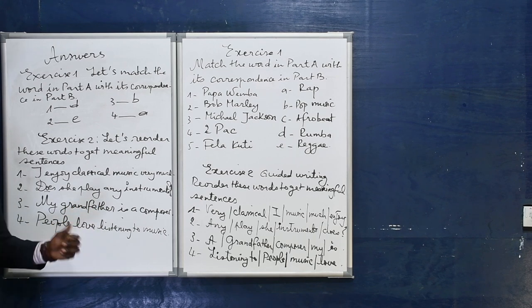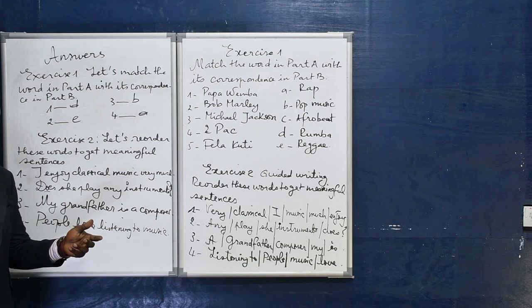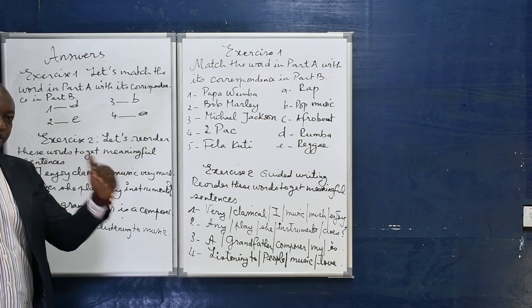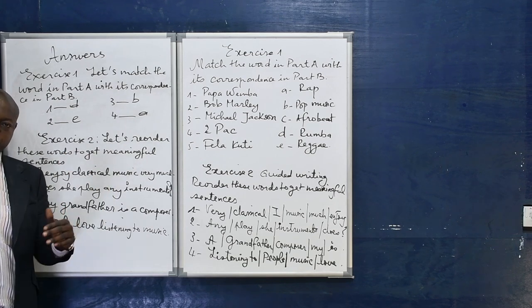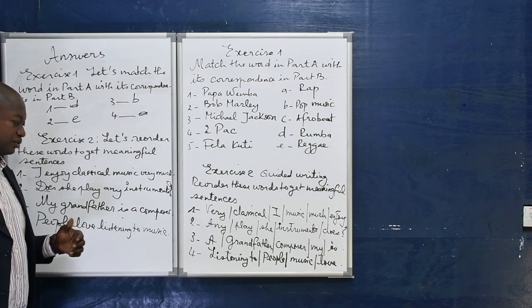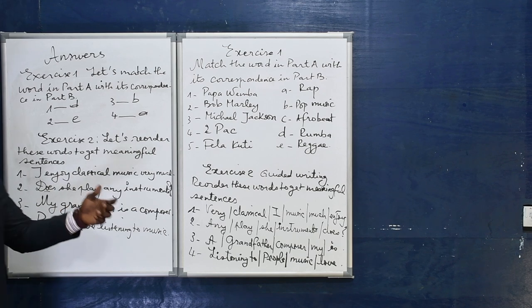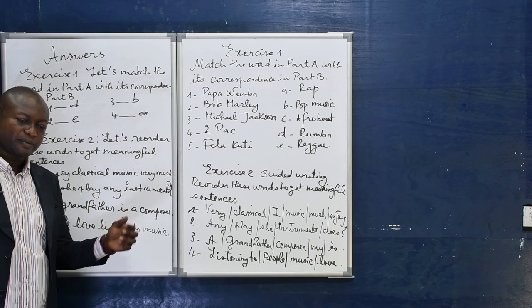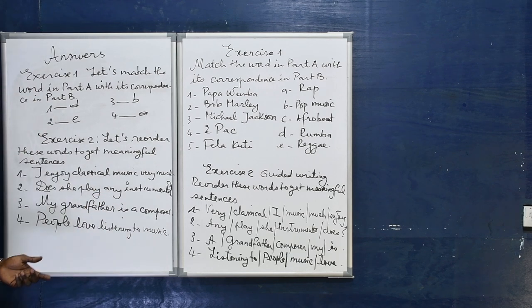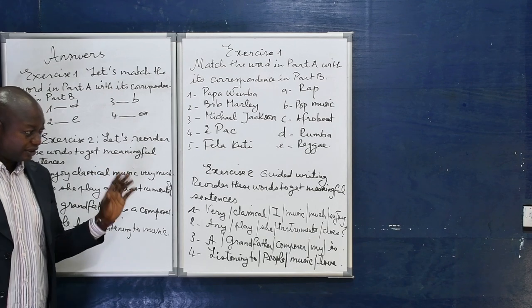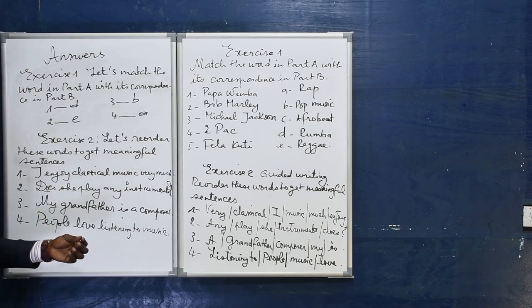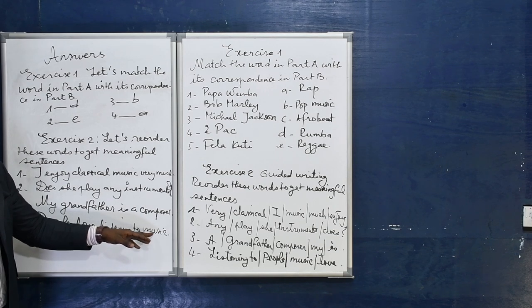There are love, like, prefer, to be crazy about, to be fond of. We could say to be fond of is used for nouns. I'm fond of my mom, I'm fond of my father, and also nouns of foods. People love listening to music.